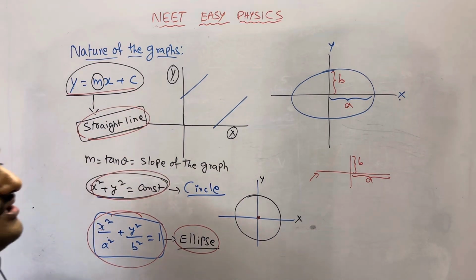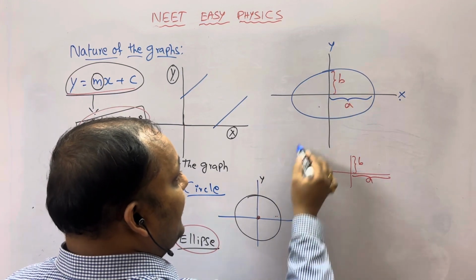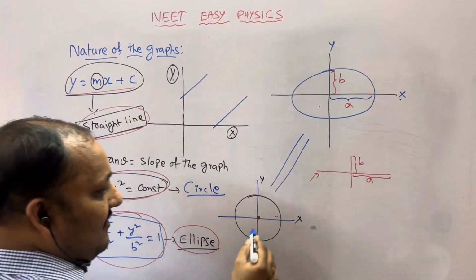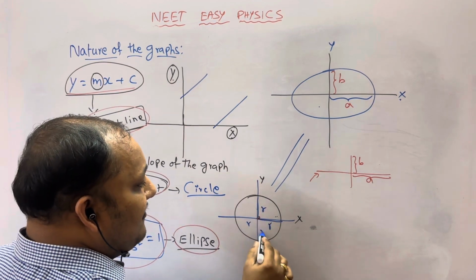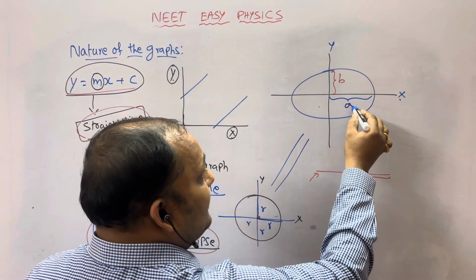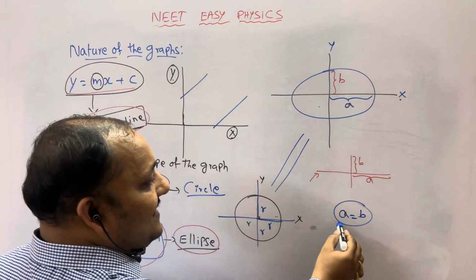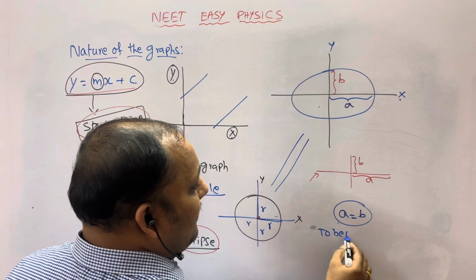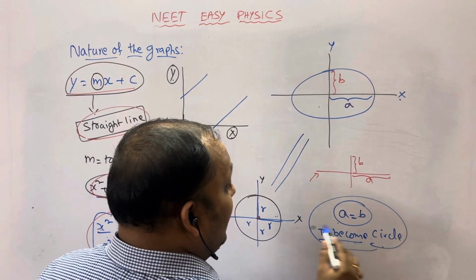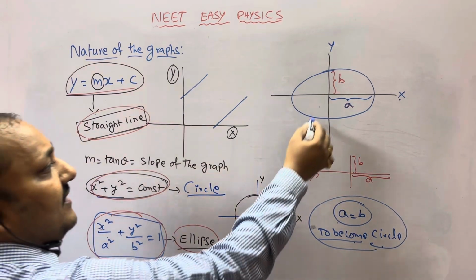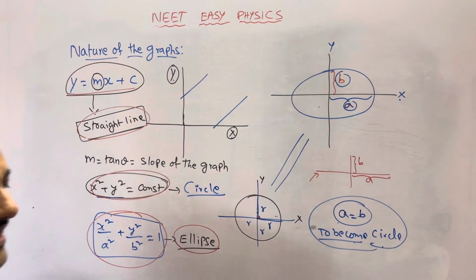So what is the condition for an ellipse to become a circle? When both axes are equal, the radius is going to be the same. Here, in place of radius, we have a and b. Therefore a should be equal to b. This is the condition for an ellipse to become a circle: both a and b are equal.